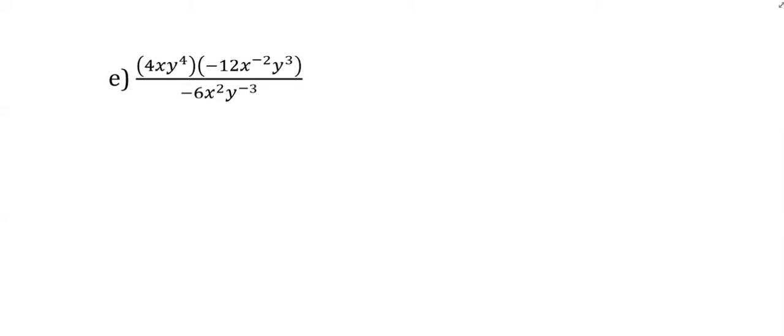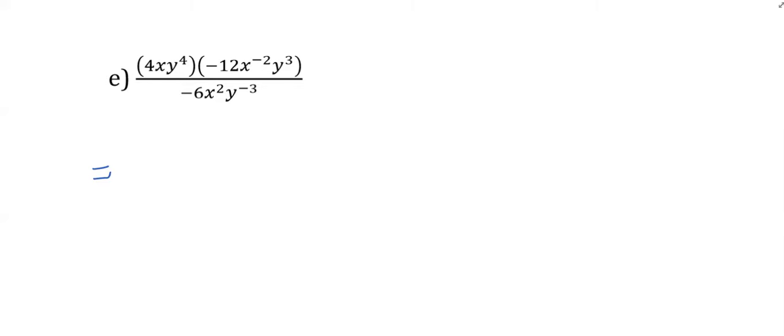This is x to the 1, because when you don't see an exponent, that means exponent of 1. So x to the 1 times x to the -2 is 1 minus 2. Is that right? So this is x to the -1. Y to the 4 times y to the 3, what's that? Alexis, you know what that is? Y to the 7.